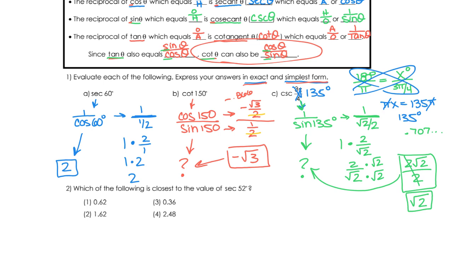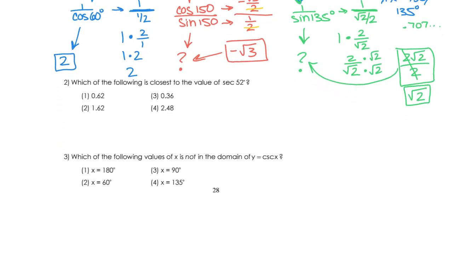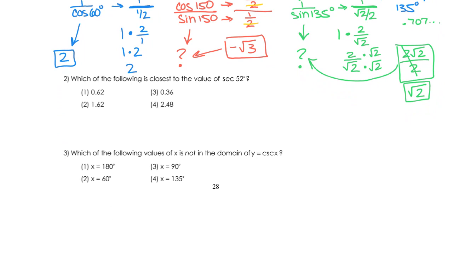All right, let's take a look at number 2. It says, which of the following is closest to the value of secant of 52? Well, we don't have a secant button, so we can't type this into our calculator and pick our choice. However, if we remember that secant is the same thing as 1 over the cosine of 52, then we could go ahead and type that in. When we type in 1 divided by cosine of 52 in our calculator, out comes this decimal, which to the nearest hundredth would be choice 2.